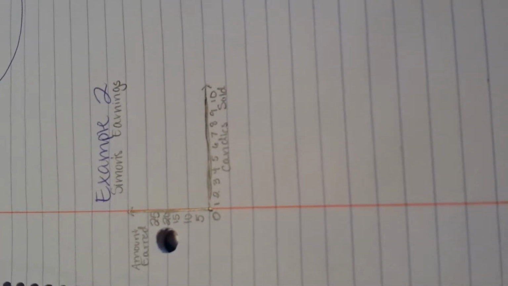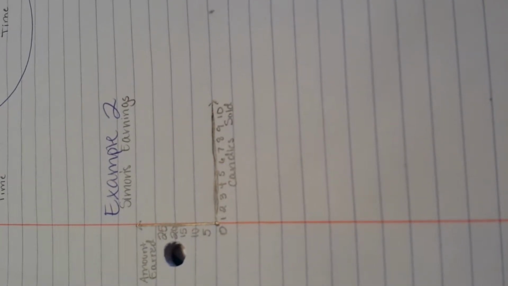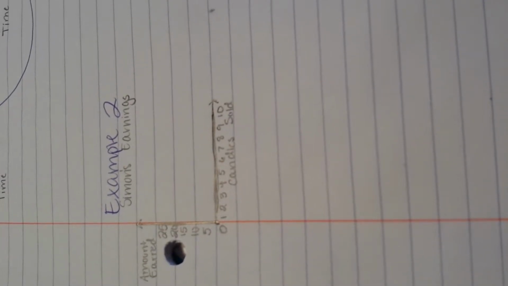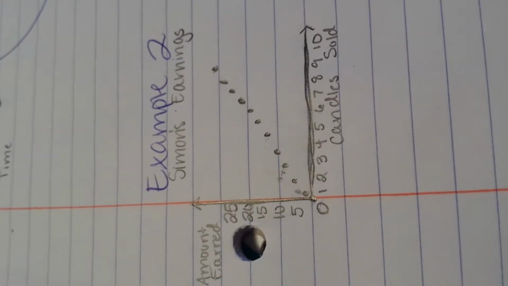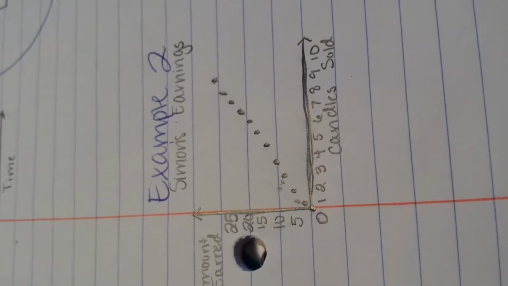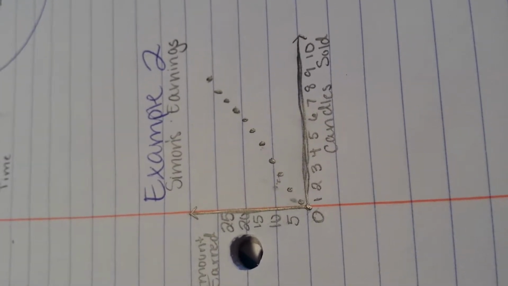Simon is selling candles to raise money for the school dance. For each candle he sells, the school will get $2.50. He has 10 candles that he can sell. Okay, so the amount earned, which is the y-axis, increases by $2.50 for each candle Simon sells, which is the x-axis. Since Simon can only sell whole numbers of candles, the graph is 11 distinct points, as shown on the graph. This graph is discrete because they are distinct points.